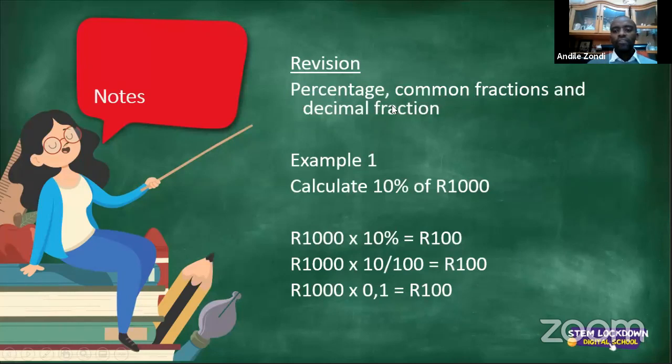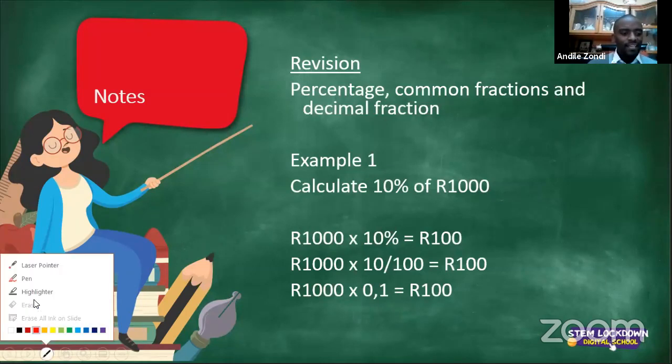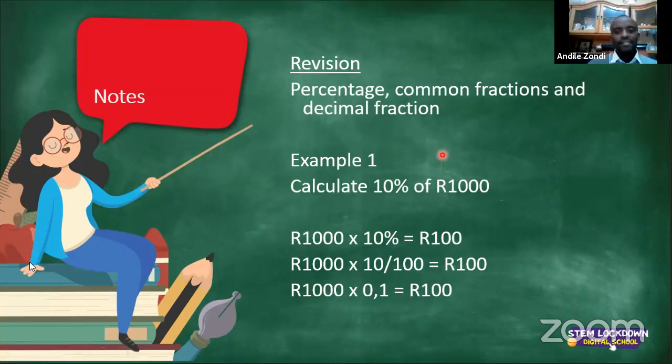Okay, now let's see how these three concepts relate: percentage, common fraction, and decimal fraction. For compound and simple interest, I like to use decimal fractions. Reason being, they're actually easy to work with. Because if I'm using common fractions, every question I need to divide by 100 when I'm changing percentage to a common fraction.